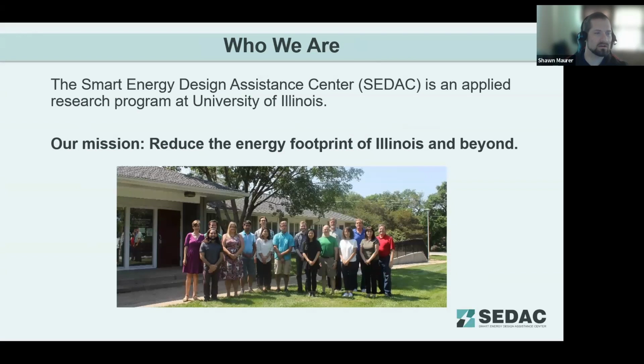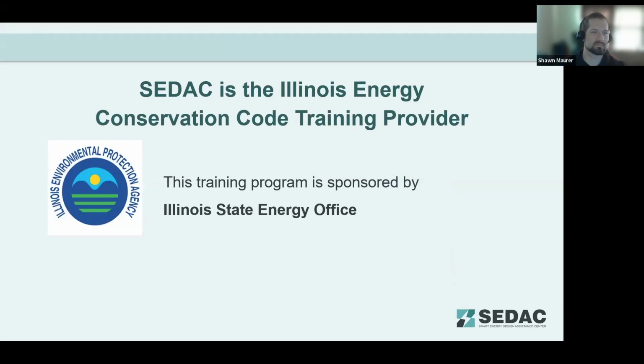So who we are, the Smart Energy Design Assistance Center is an applied research program at the University of Illinois. Our mission is to reduce the energy footprint of Illinois and beyond. The Energy Codes training program is one of our largest programs working towards that goal. The program is sponsored by the Illinois State Energy Office at the Illinois EPA, and we thank them for their support of this program and bringing this training material to you.